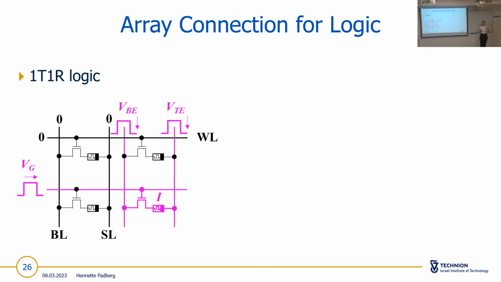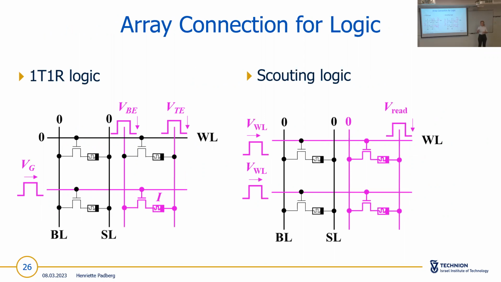For the 1T1R logic, you need the 4 inputs. So you have top electrode, bottom electrode, the G and I, and then for each case that you want to perform, you apply the voltages corresponding to what the table says. For the scouting logic, you then need to connect 2 cells in parallel. So what you do is apply a read voltage at one select line and then open 2 transistors so that you have a parallel connection of those 2 cells.